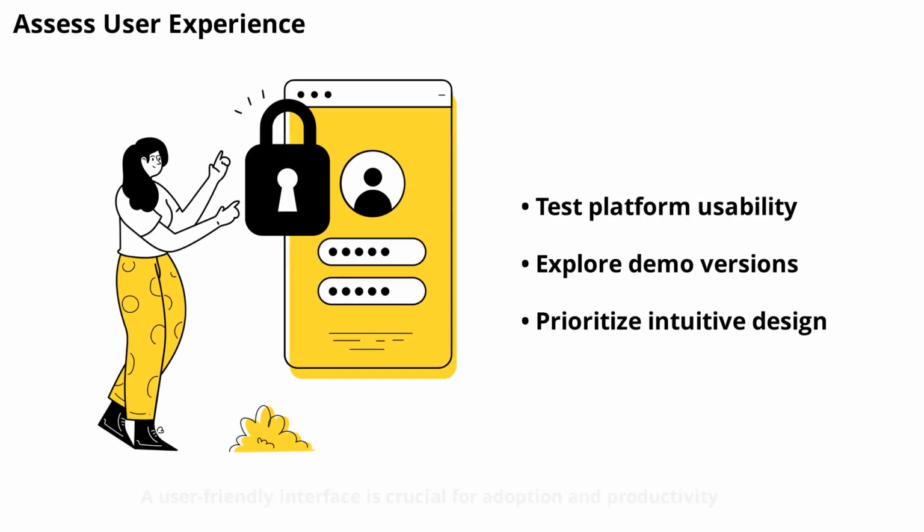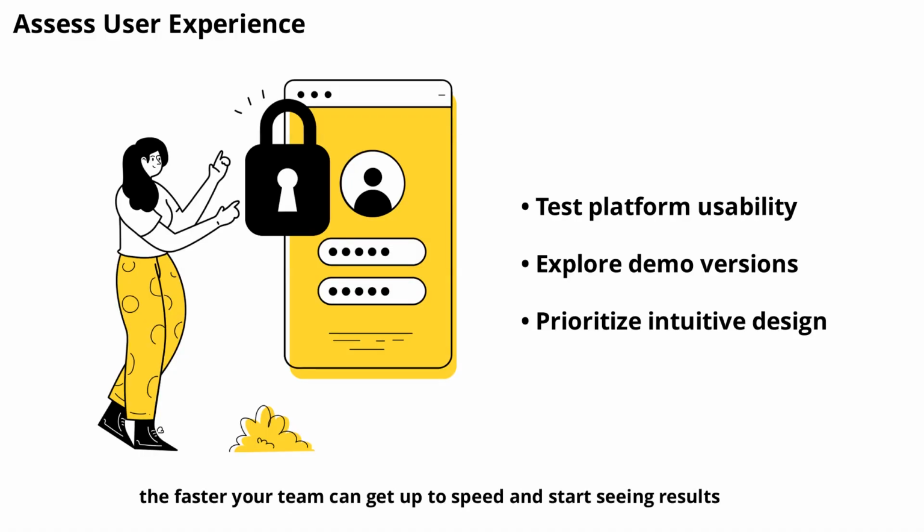A user-friendly interface is crucial for adoption and productivity. Evaluate the usability of each platform by exploring demos or trial versions. Consider how easy it is to set up campaigns, generate reports, and manage contacts. The more intuitive the software, the faster your team can get up to speed and start seeing results.